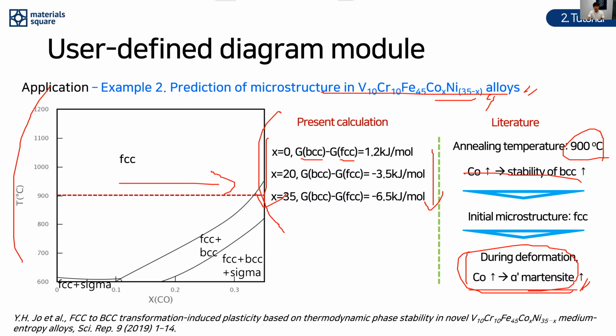Therefore, the isopressor section diagram can be applied to predict microstructure and set heat treatment conditions for unknown alloys.